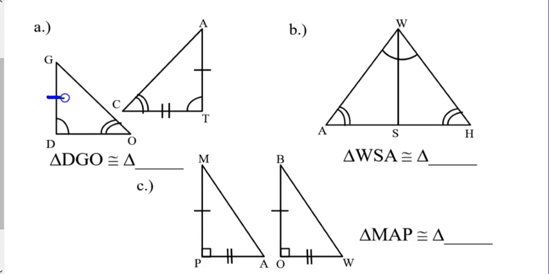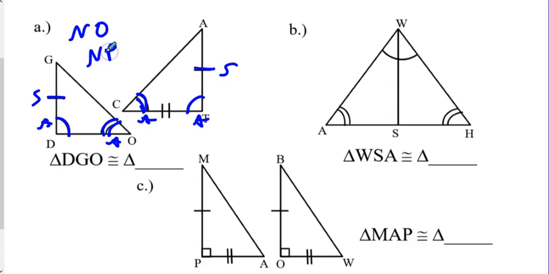Well, let's see. We have an angle here, a side there. Angle, angle, angle, angle. So what do we have? We have side, angle, angle. Here we have angle, angle, side. So that would be no. Not provable. We need some other information. Let's go over to B.